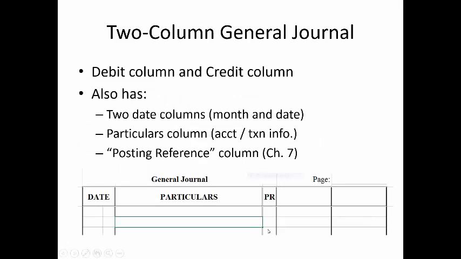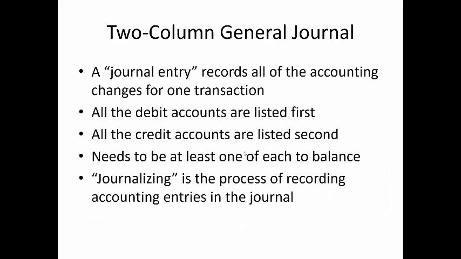So this is a sort of graphic of what a general journal page will look like. At the top, we have obviously the document title. We have a space for the page number. We have our debit and credit columns. We have our posting reference, PR, which we're going to learn about in chapter 7. We have a particulars column where we keep track of the accounts and brief descriptions of the entries. And then we have a double date column here that we're going to look at in a minute. So those are the parts of the general journal.